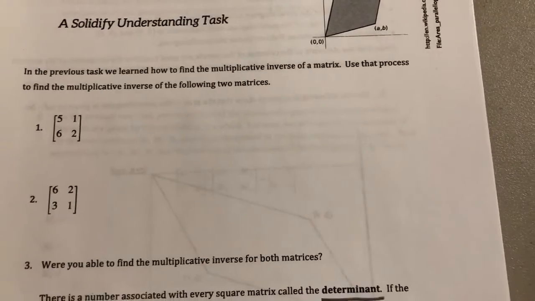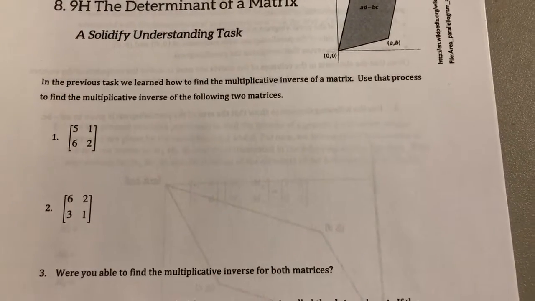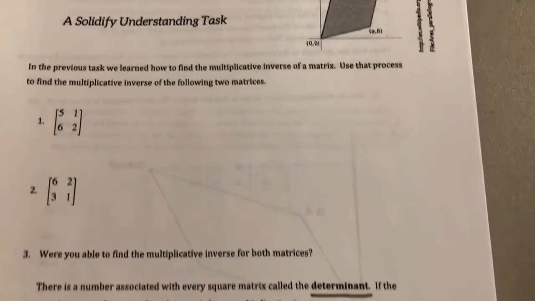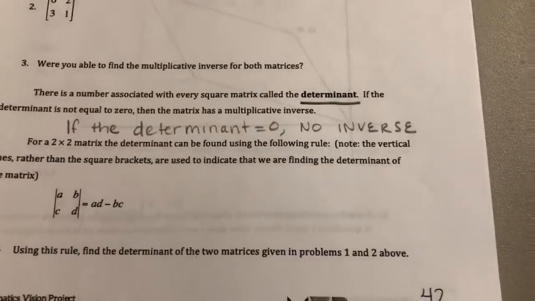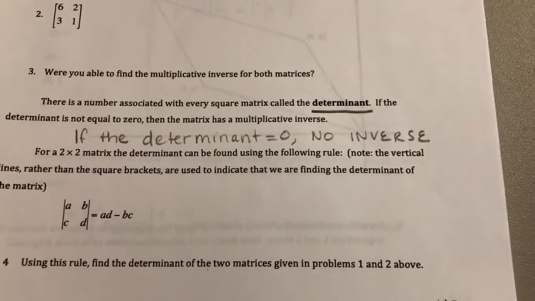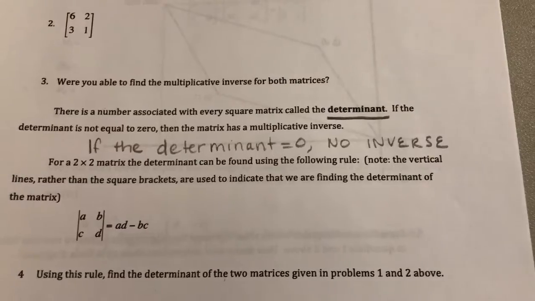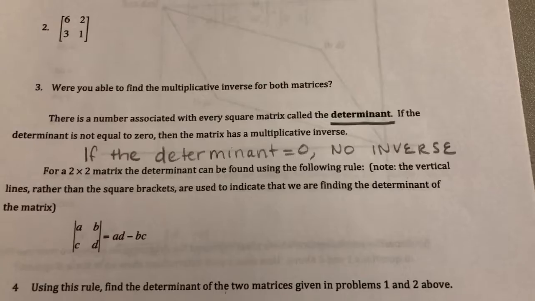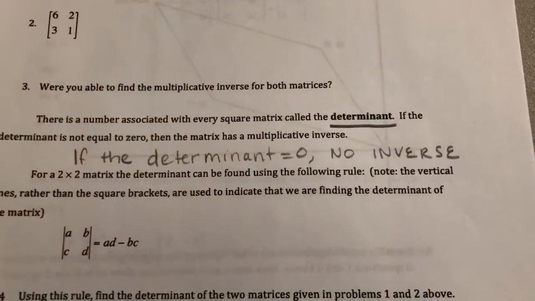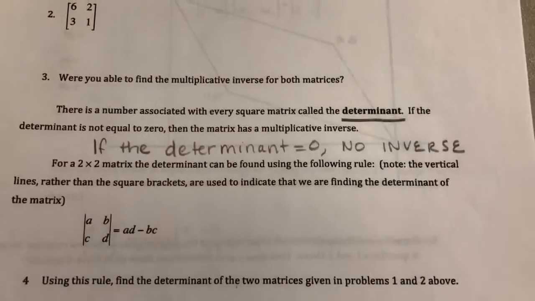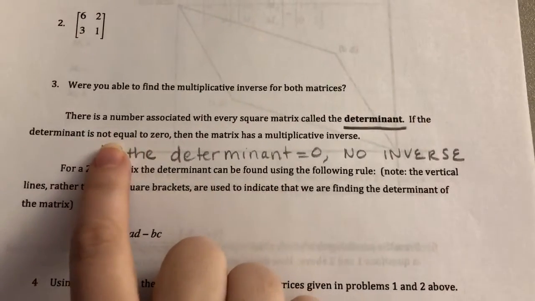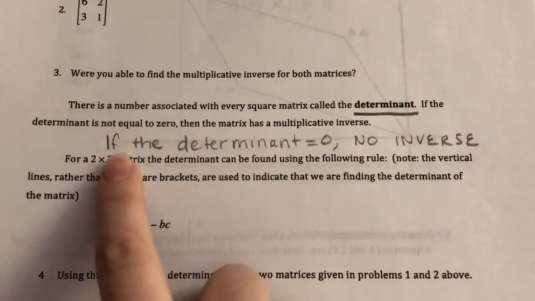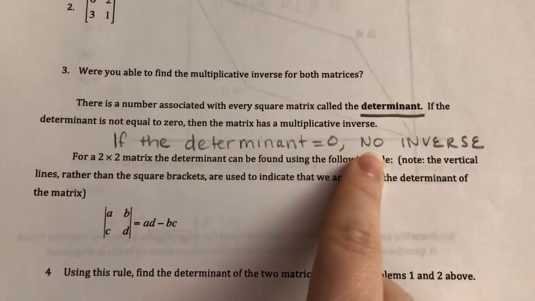So you might raise the question of how am I supposed to determine if a matrix has a multiplicative inverse or not? Funny enough, the task then talks about this number that we call the determinant. It's essentially a number that comes out and tells us if the matrix has a multiplicative inverse or not. If the determinant comes out to be 0, there won't be an inverse matrix. If the determinant is anything other than 0, then there will be an inverse. Again, if the determinant is 0, there's no inverse.